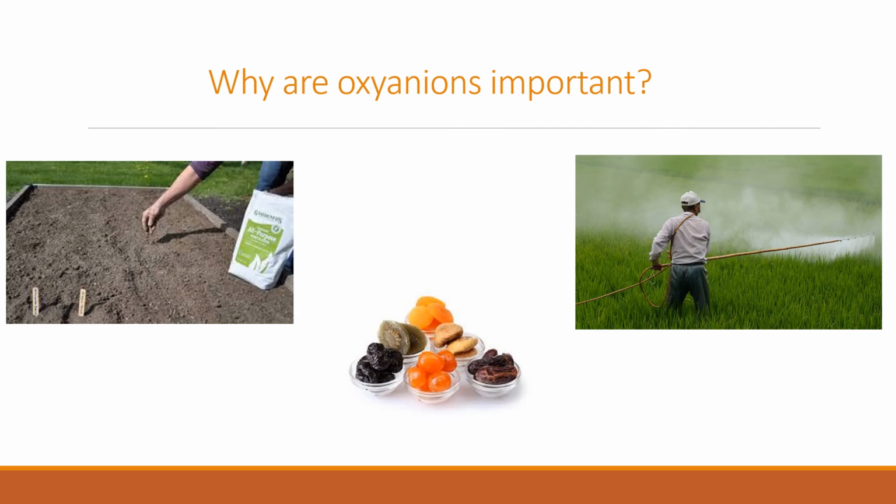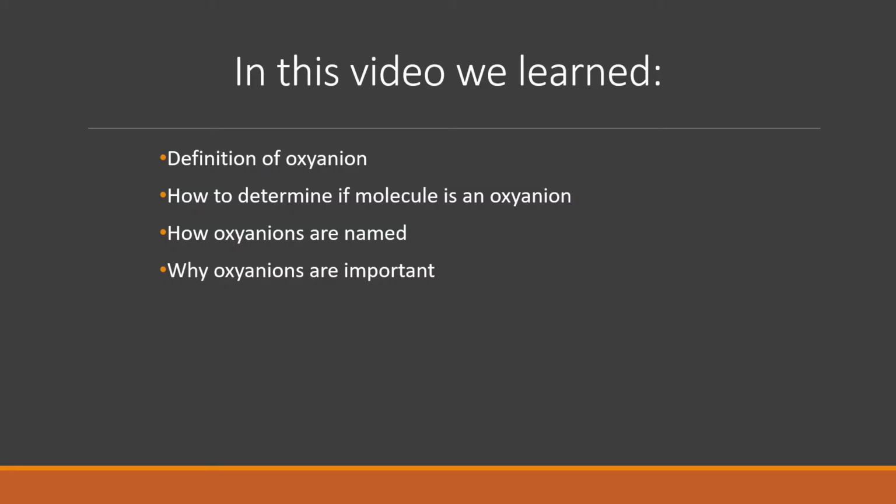Oxyanions are essential in everyday life. It is important to know about them because they are used to help our society function through the production of essentials such as fertilizers, pesticides, as well as preservatives. In this video, we learned what an oxyanion is, how to tell if a molecule is an oxyanion, how oxyanions are named, and how oxyanions are important to us.